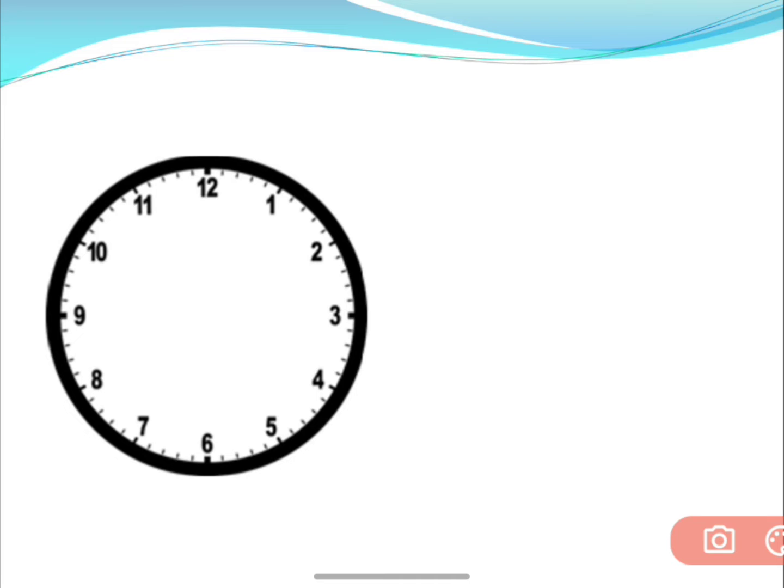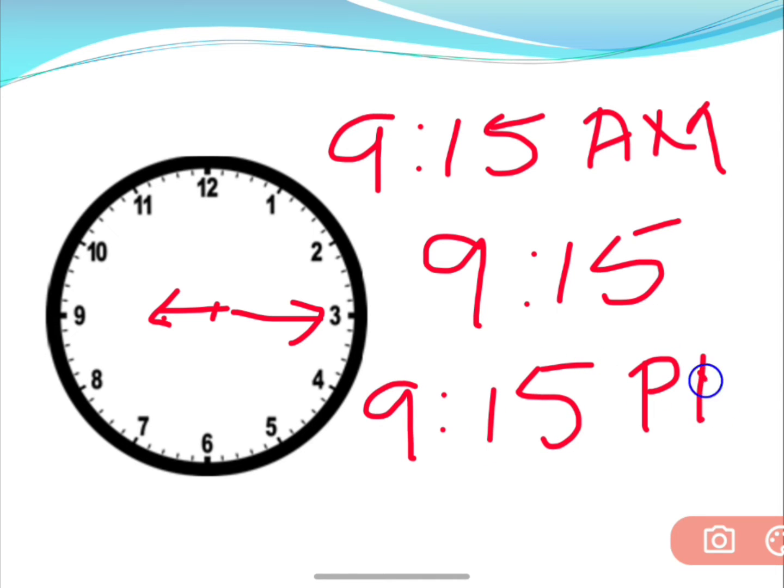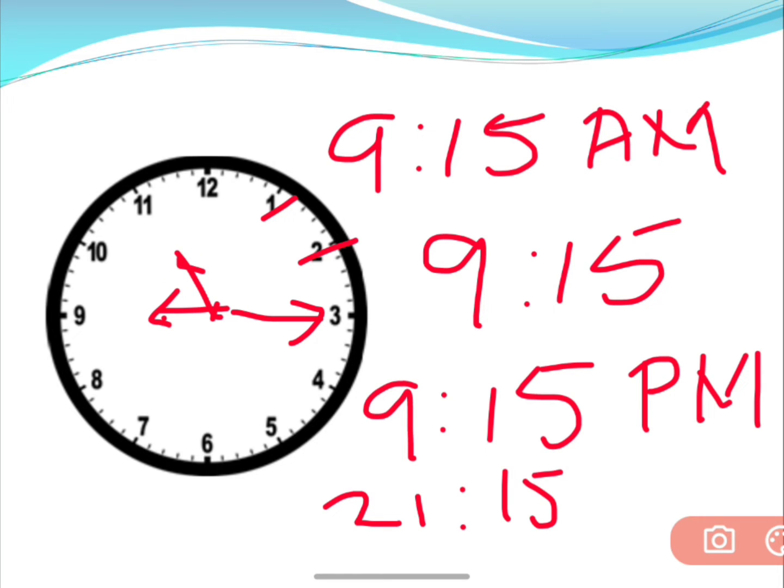You understood, children? For example, if it is 9:15 in the morning, 9:15 a.m., in 12-hour clock, in 24-hour clock also it is 9:15. But if the same 9:15 is in the PM, in the evening, then 1 is 13, 2 is 14, 3 is 15, 4 is 16, 5 is 17, 6 is 18, 7 is 19, 8 is 20, and 9 is 21. So 21:15, 21 hours 15 minutes. Okay, and when it is 11:15 p.m., then that is 23 hours 15 minutes.